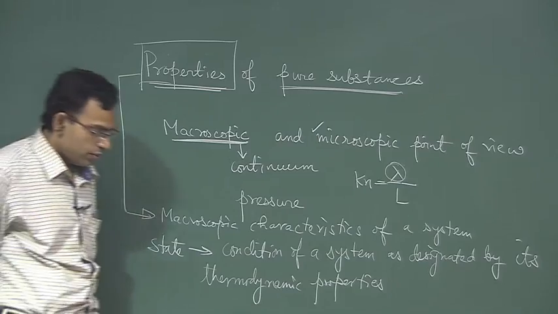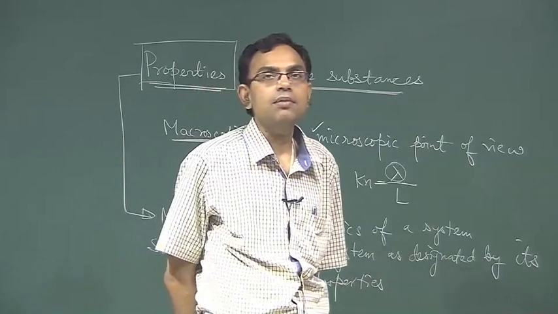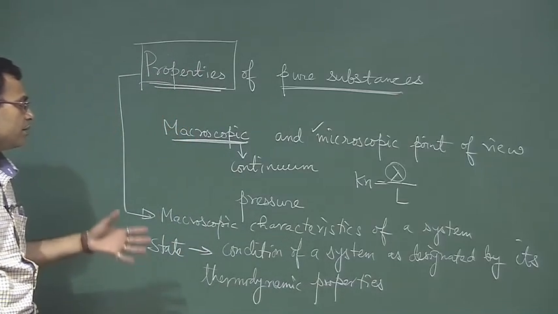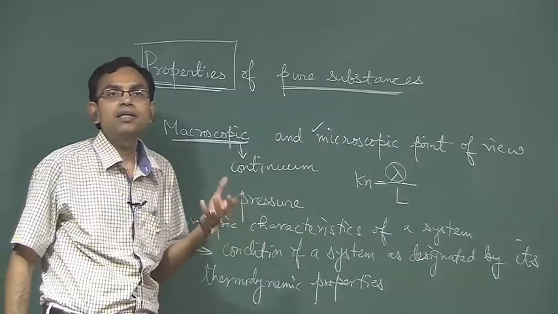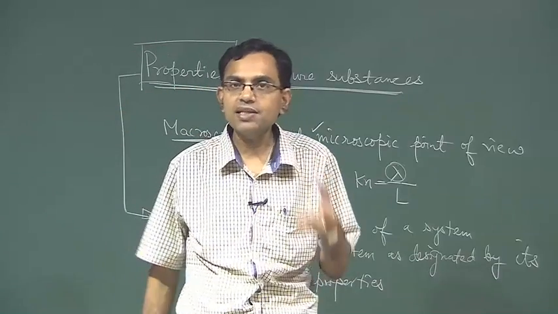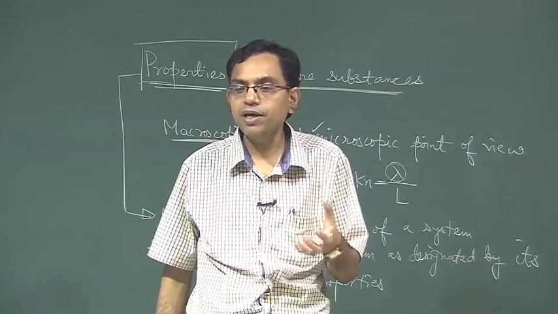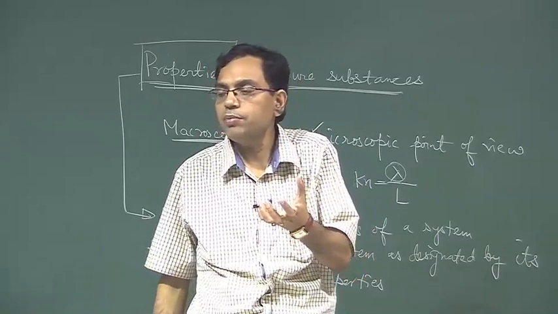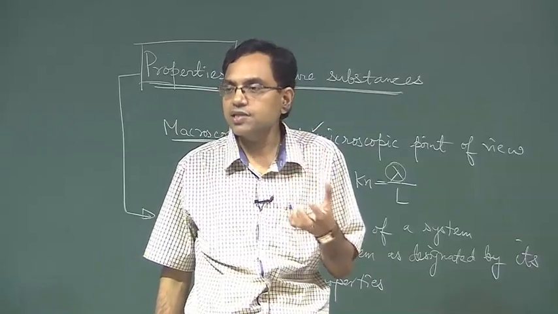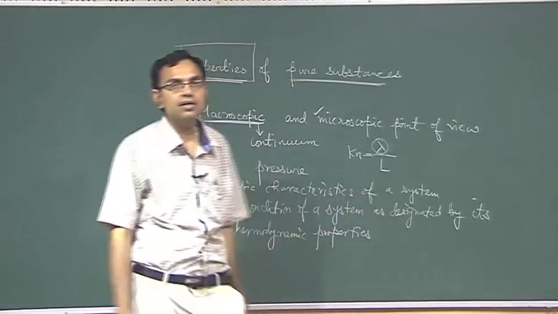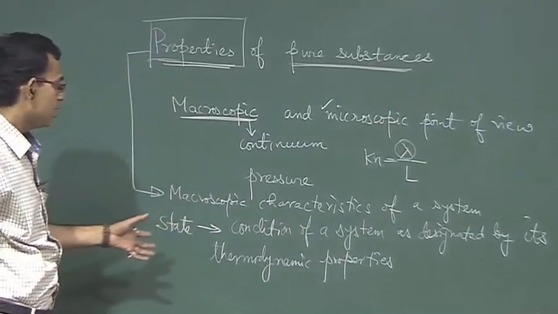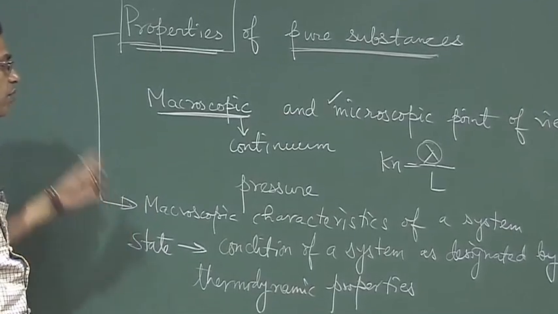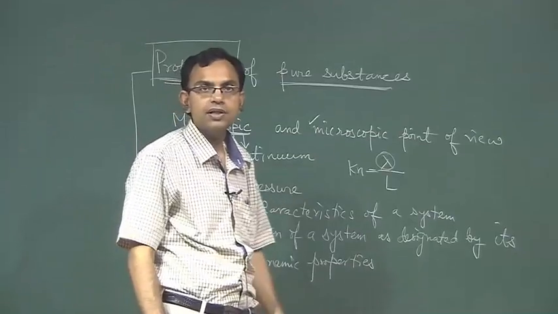So, when we say condition of a system as designated by its thermodynamic properties, we essentially mean that a state will be fixed up by describing it in terms of certain properties. How many properties will be required to describe a thermodynamic state? We will discuss that in significant detail. But right now, when we say we define a state, we define it by using thermodynamic properties.